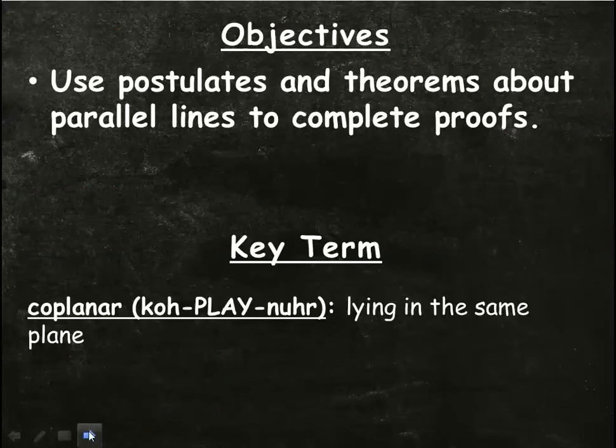There we go. Alright, the objective of this lesson is to use postulates and theorems about parallel lines to complete proofs. And the key term that we're going to be using in this lesson is coplanar, which means lying in the same plane. We learned that in Unit 1.